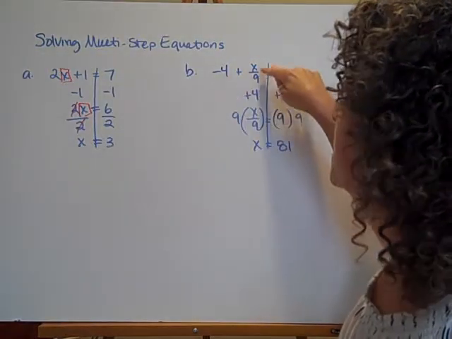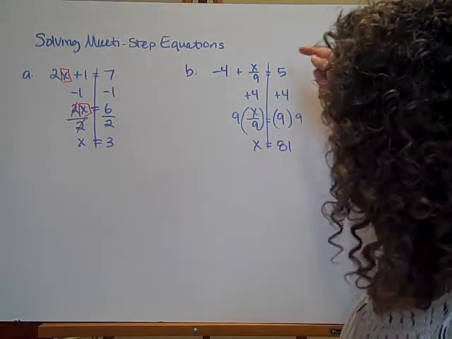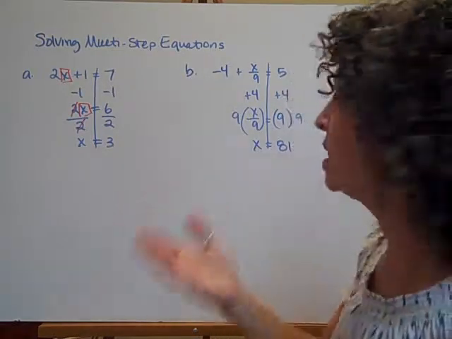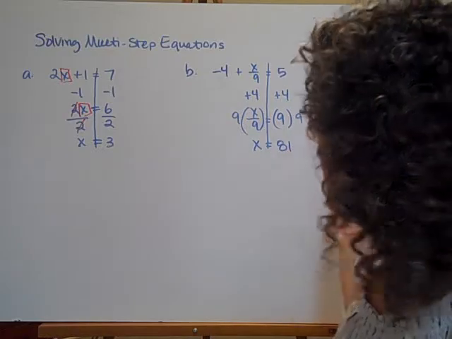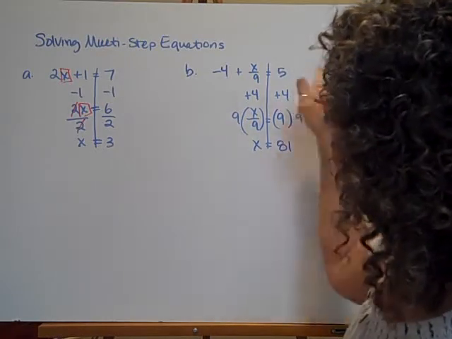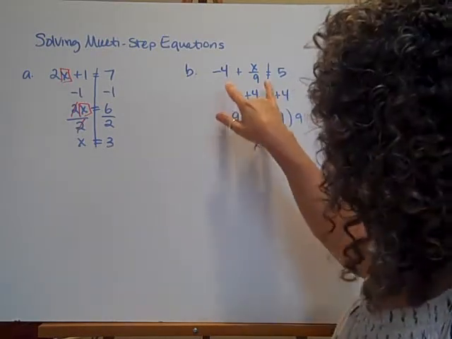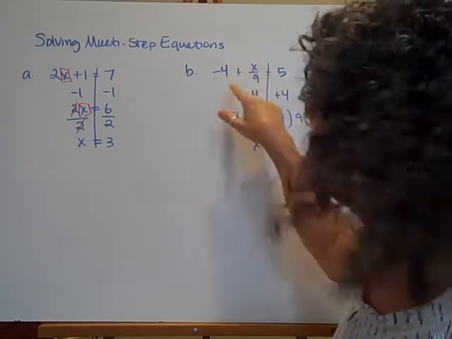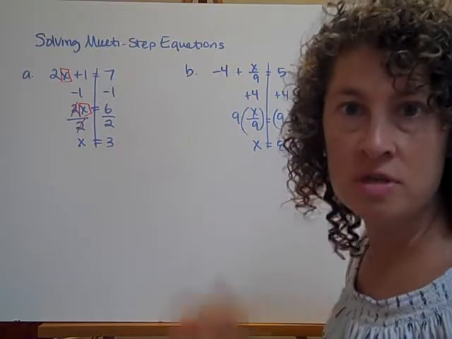I've got negative 4 plus x over 9 equals 5. So again, my equal sign is the middle of my equation. That's where my two sides are. No, I don't see any parentheses, so I don't have to deal with distributive property. I'm looking for like terms here. I see an x here, but this one does not have an x, so I can't combine these. And my right side just has a 5, so there's nothing to combine.